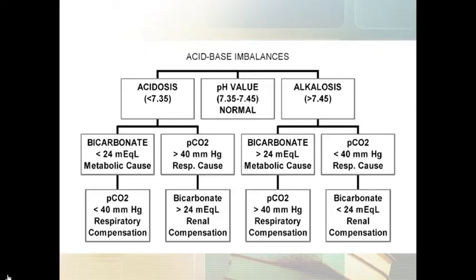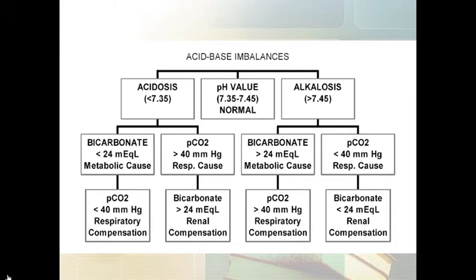Here is the imbalance of acid and base. Acidosis: the pH level is less than 7.35, while the normal pH level is within the range from 7.35 to 7.45. Alkalosis is the situation of the pH level higher than 7.45.